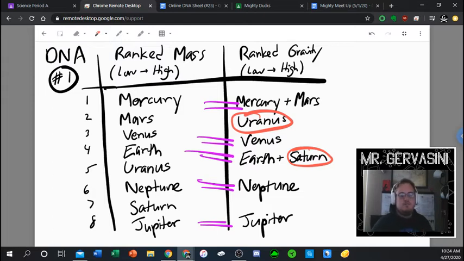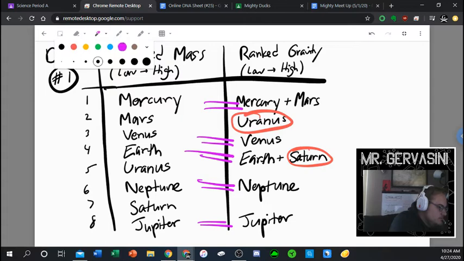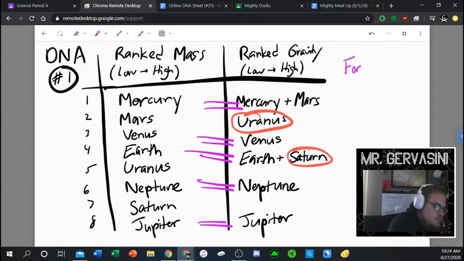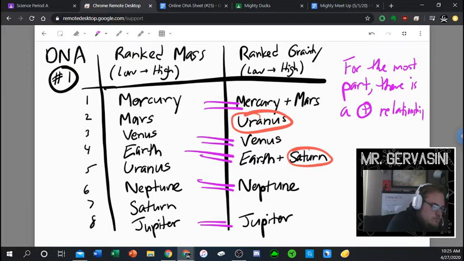So for the most part, there is a positive relationship with surface gravity. Okay? So I'm going to write: for the most part, there is a positive relationship between mass and surface gravity. Okay? So that suggests as one increases, so too does the other. If one decreases, so too does the other. Both increase.